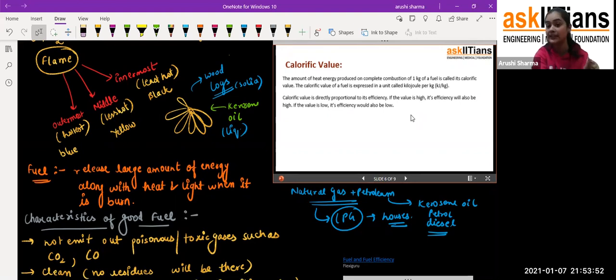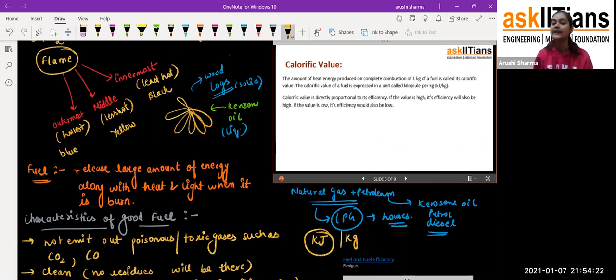It should not be an incomplete combustion, where half of the wood has burned but half is left. After complete combustion we see that we get this much energy by burning 1 kilogram of fuel. That's called its calorific value, and it is expressed in kilojoule per kilogram. I have already told you its significance. It is a small k and capital J, kilojoule per kilogram.